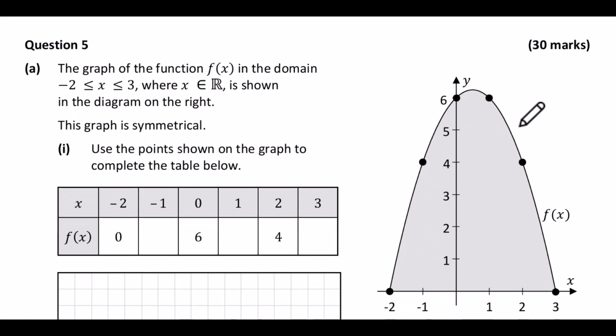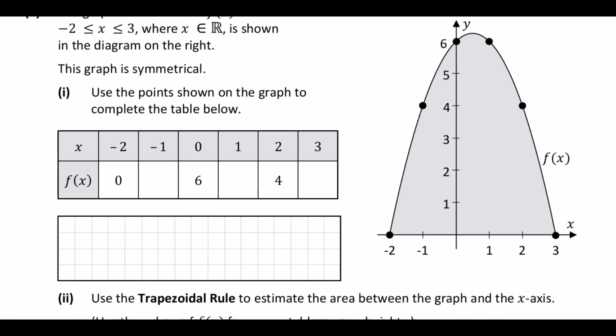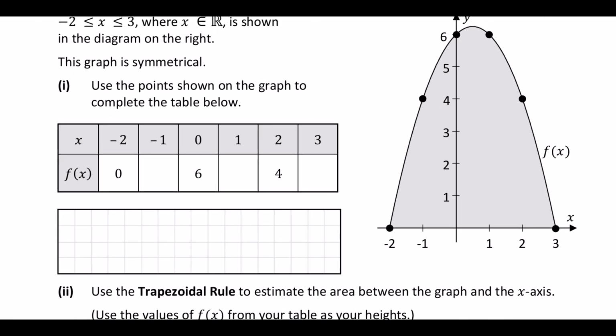Okay, next question is question number 5. So the graph of the function f of x in the domain minus 2 to 3, where x is real, is shown in the diagram on the right. The graph is symmetrical. Use the points shown in the graph to complete the table below.